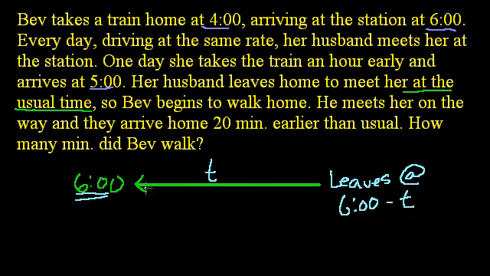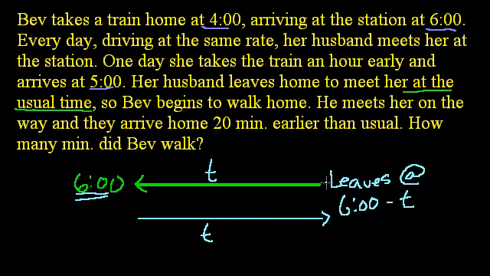Then he picks her up, and then what does he do? He goes back home, right? I'll do that with a skinnier line. He goes back home, same distance, and we assume that the car just turns around immediately and that there's no time devoted to picking her up. She just kind of jumps on the car as he spins around. So it should take him the same amount of time, t.